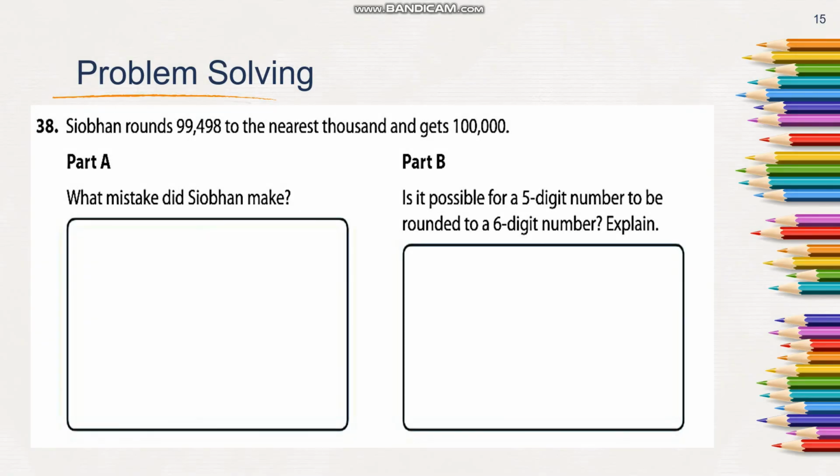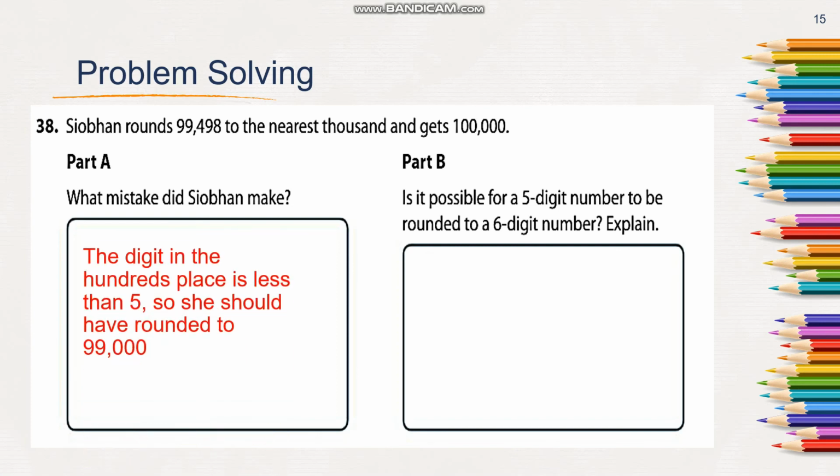Siobhan rounds 99,498 to the nearest 1,000 and gets 100,000. What mistake did Siobhan make? So the digit in the hundreds place is less than 5. Where is the hundreds place? This one. And what are you rounding to? You are rounding to the nearest 1,000.